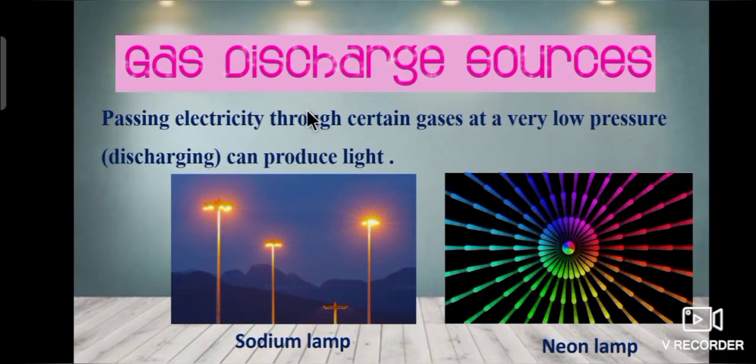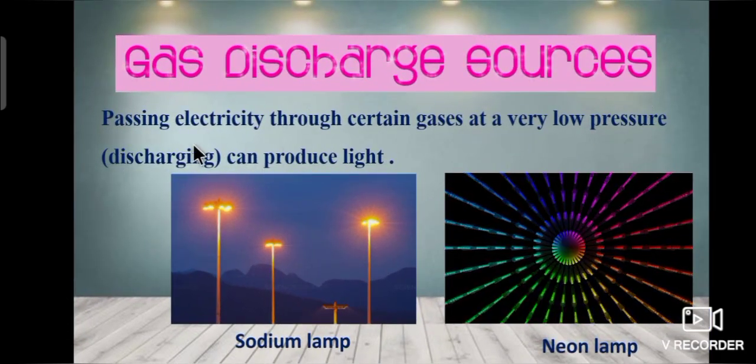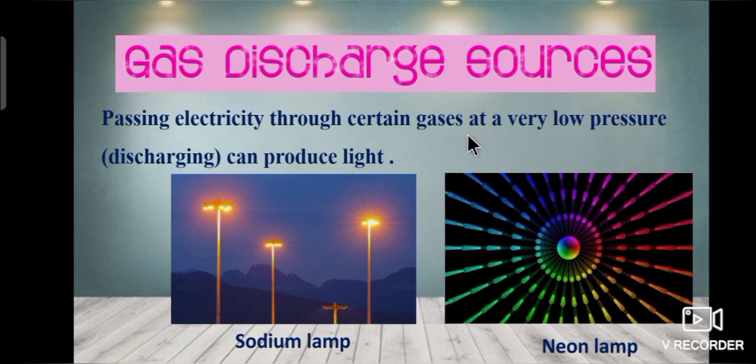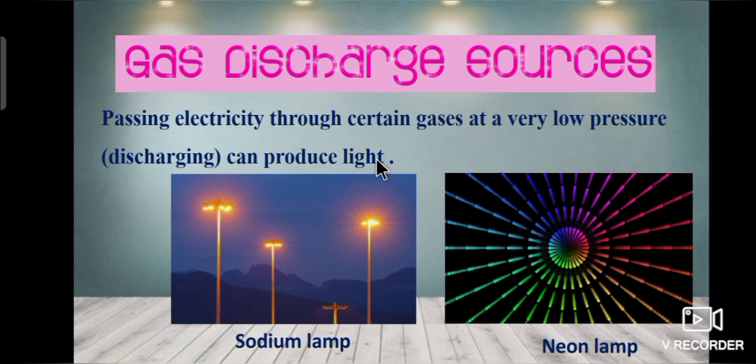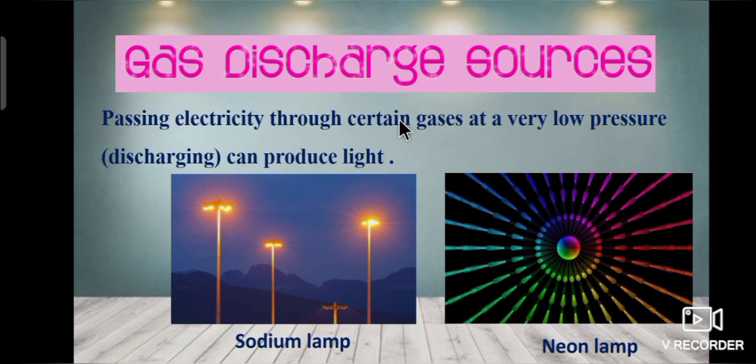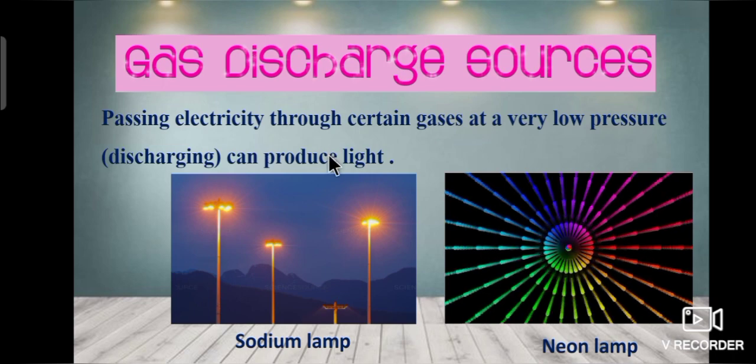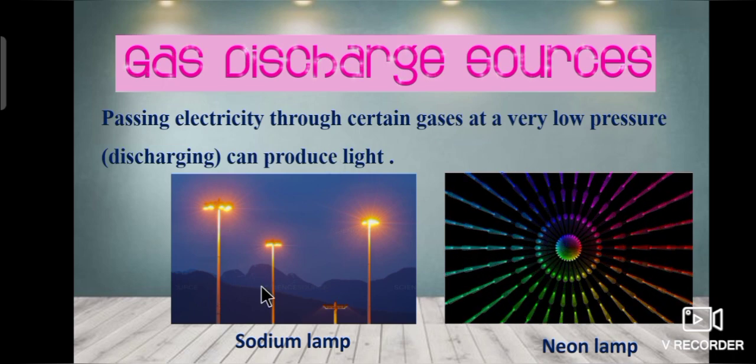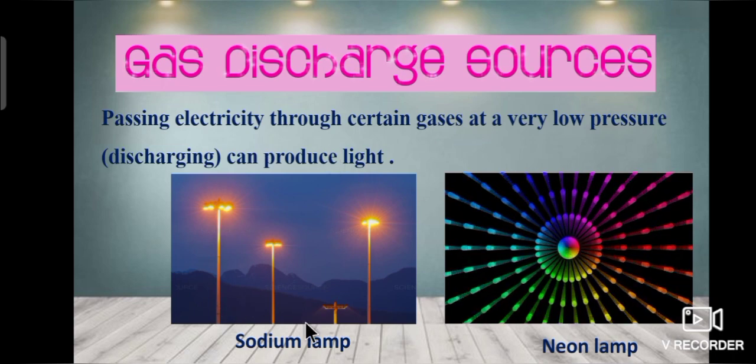Second one, gas discharge sources. Passing electricity through certain gases at a very low pressure can produce light. Example, sodium lamp and neon lamp.